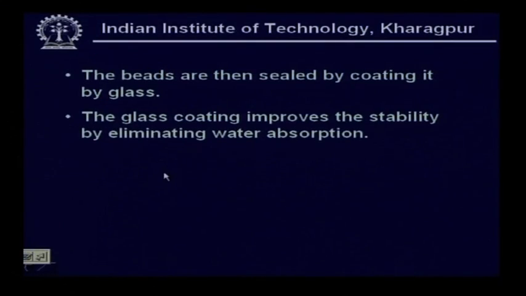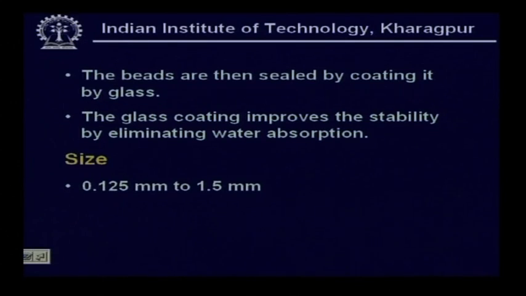Now, please note that thermistors are very sensitive, since it is a semiconductor device, it is sensitive to moisture also. So, there should be some protection, so that the performance will not deteriorate with the moisture, right. The glass coating improves the stability by eliminating the water absorption. So, obviously, if you make a glass coating, water cannot be absorbed there.